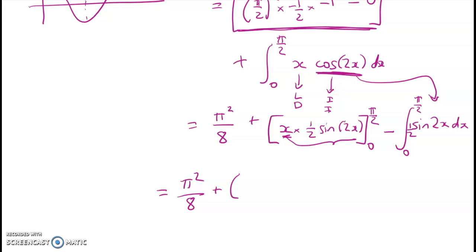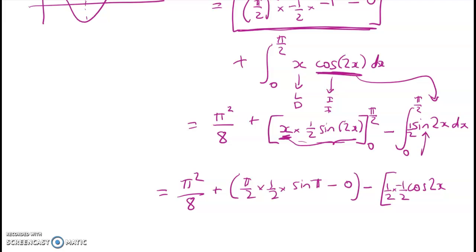Let's slow down. So for the substitution, be pretty careful with it. We've got pi on 2 times 1/2 times sine of pi minus 0 times blah, blah, blah. And then here, when we integrate this, we're going to have cos of 2x. We've got 1/2 there. And we're going to have negative 1/2 here to get me back to positive sine.